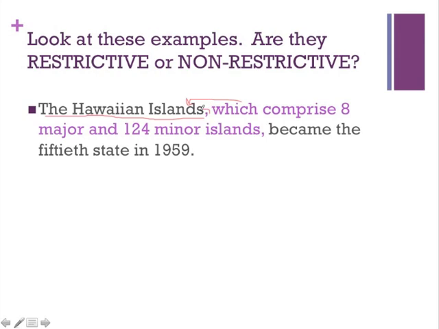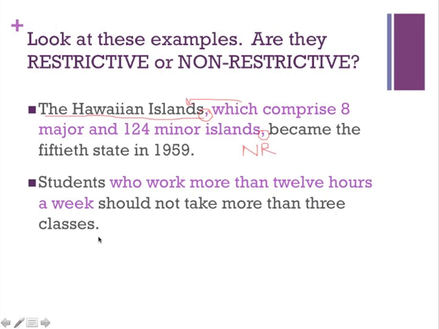Another thing that will also help us here is the fact that we do see those paired commas. So in this case, what we have is information that we would consider to be non-restrictive. Okay, let's try our next one. Students who work more than 12 hours a week should not take more than 3 classes.